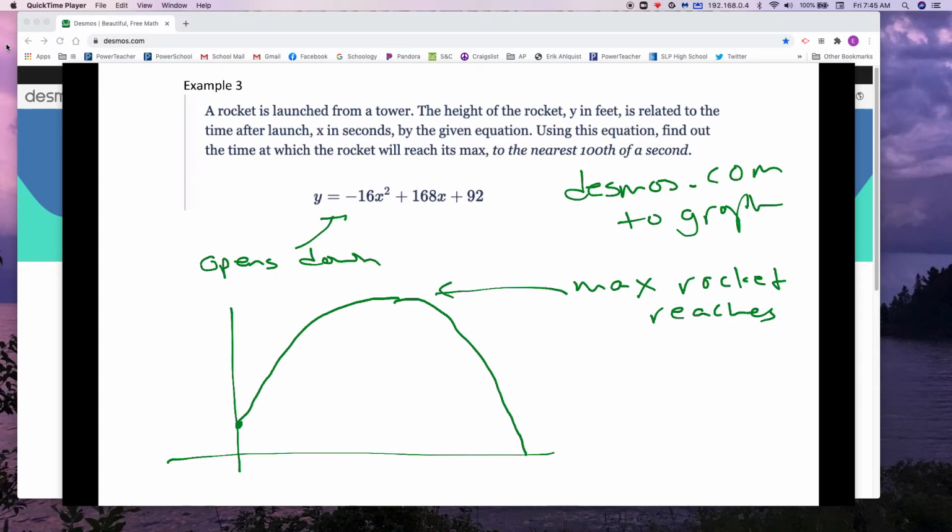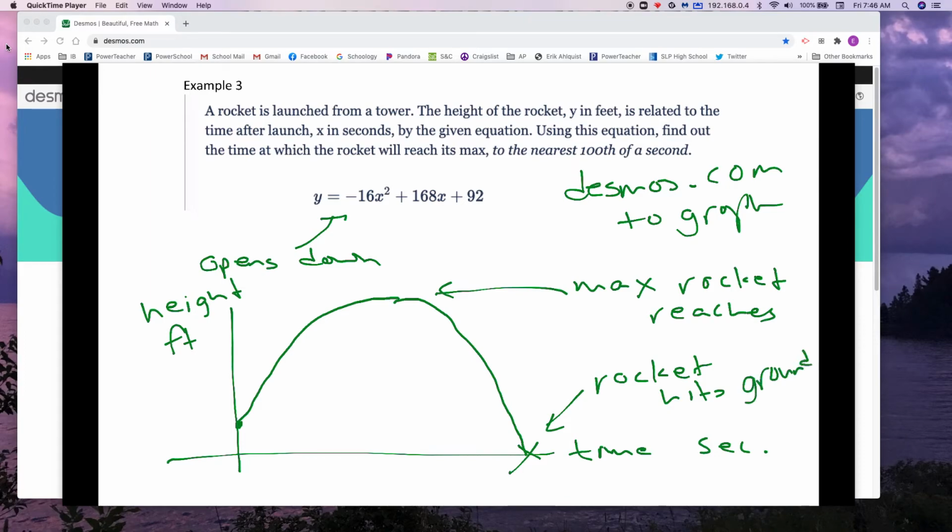And this is the time. That's in seconds. This is the height, and that is in feet. Right over here, that's where the rocket hits the ground. So from that, we can get all the information we need. If we were asked what's the maximum the rocket reaches, we could get that. If we want to know when the rocket hits the ground, we could figure out that time. So here's what we're going to do.